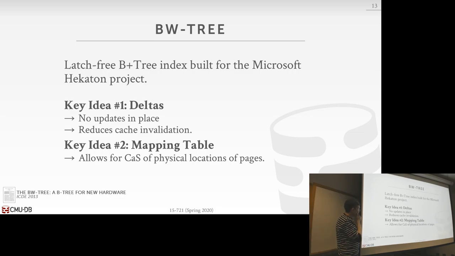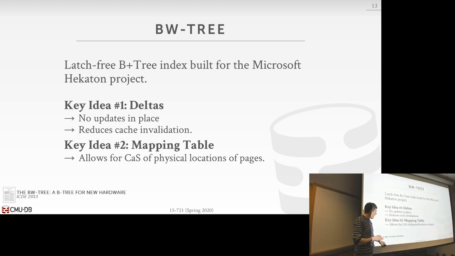Okay, so two key ideas: the deltas and the mapping table. They're going to argue that you want to avoid cache invalidation. Think of a multi-socket system where you have a bunch of NUMA nodes and the CPUs are trying to update the same data structure. To reduce invalidation from making in-place changes to the nodes, they're going to use delta records. So you append delta records to the node as you modify it, and at some later point you consolidate them. Now, this is not entirely true the way we actually implemented it, because we're storing the delta records in the nodes themselves, so you still have cache invalidation. But this is what they claim, and we didn't see this benefit.